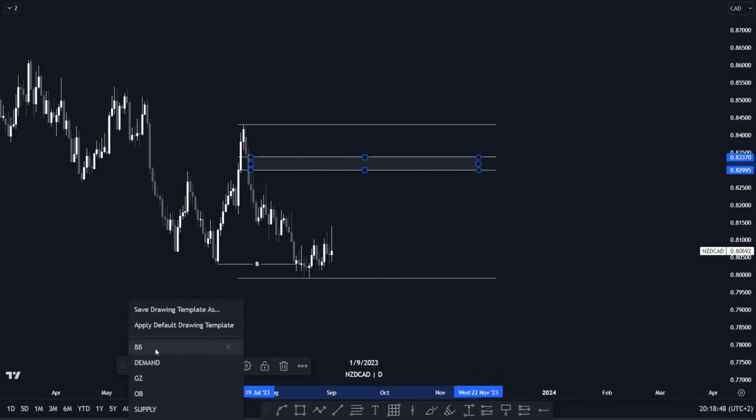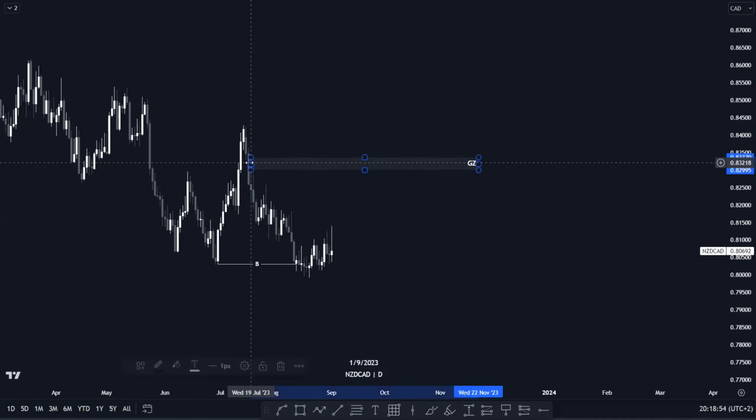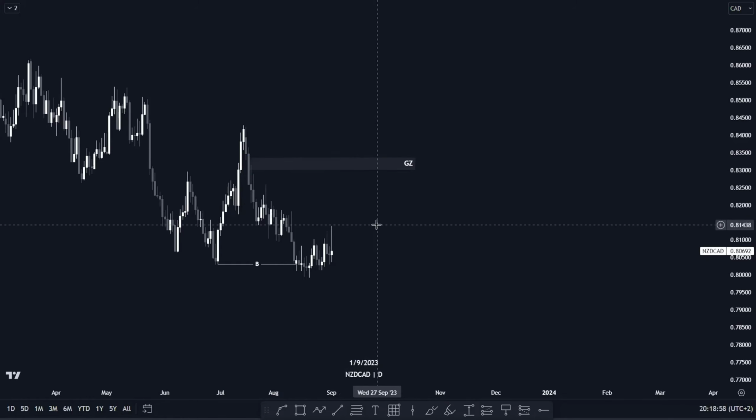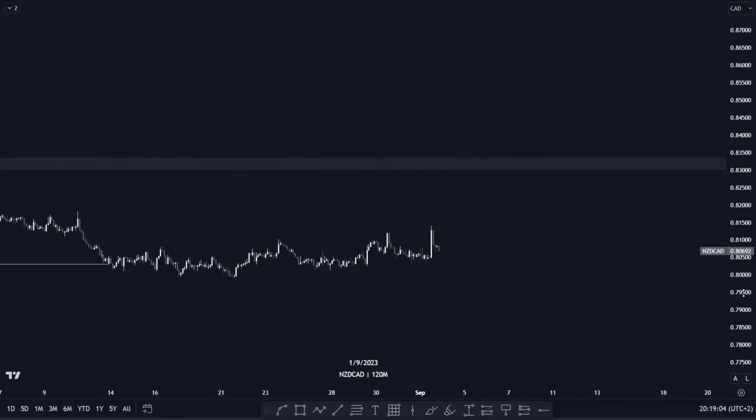But since this is the daily time frame, what do you have to do to catch our counter trend trades to our golden zone here? What you do is scale into your lower time frames so that you can get your trades there.